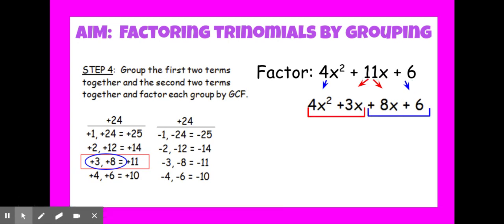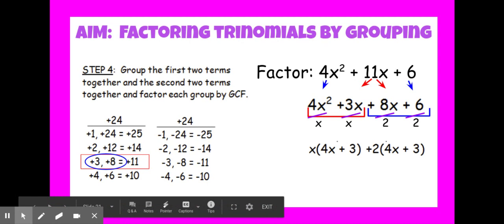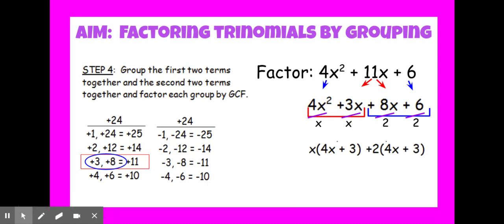Then what we do is we now set up the grouping where we factor out the GCF. So when we group the first two terms together and the second two terms together, we have to find the GCF. This is going to be a little bit more challenging today because sometimes the GCFs are going to change each time. The GCF between 4x squared and 3x is x. However, the GCF between 8x and 6 is not 8, it's 2. So you have to really use your GCF factoring method here today. When we divide out those GCFs, we're going to be left with x times 4x plus 3 plus 2 times 4x plus 3. Pause the video and make sure you have this down.